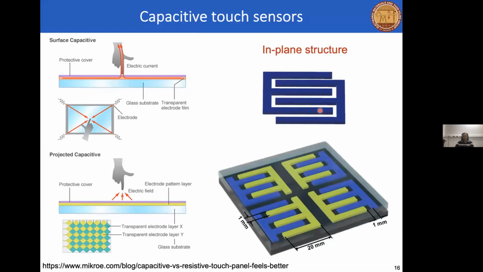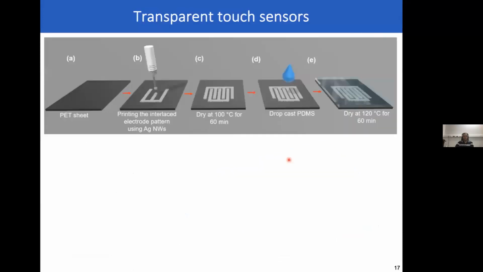So this is one electrode. This is the second electrode. So you can see that they are separated. We cover them up with a dielectric, and that becomes our sensor structure.